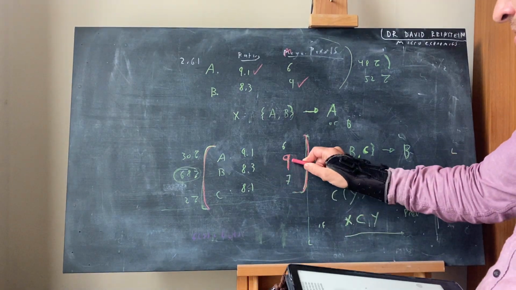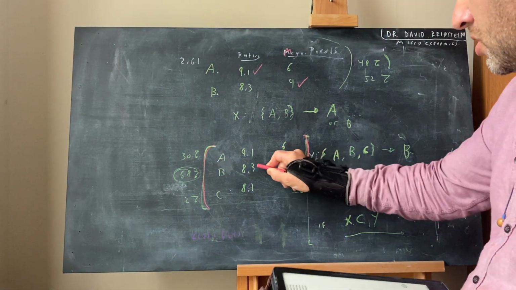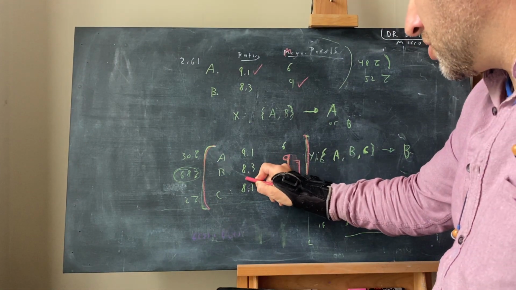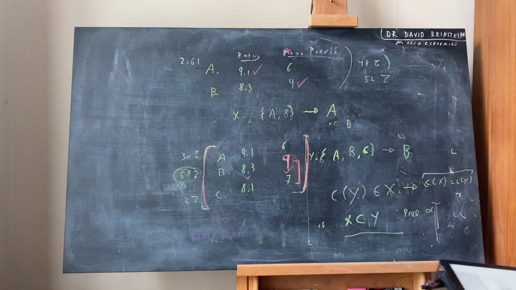this seems to be better. B seems to be better than C on both fronts, right? So 8.3 is obviously greater than 8.1 and 9 is greater than 7.